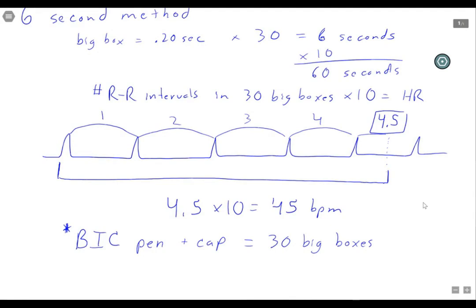All right. So that finishes up for video 3 on heart rate calculations.